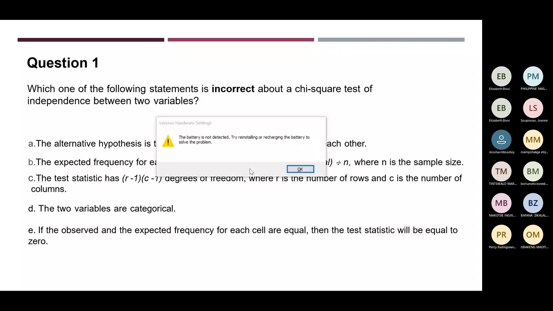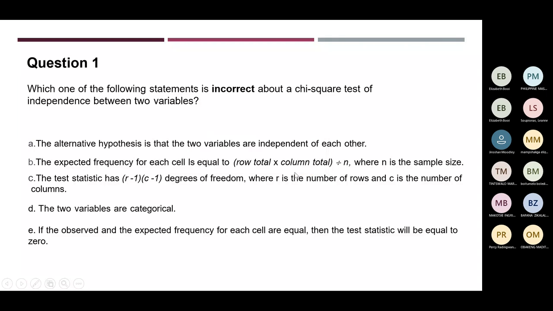D, the two variables are categorical. E, if the observed and the expected frequency for each cell are equal, then the test statistic will be equal to zero. Which one of the following statements is incorrect? A, B, C, D, or E?